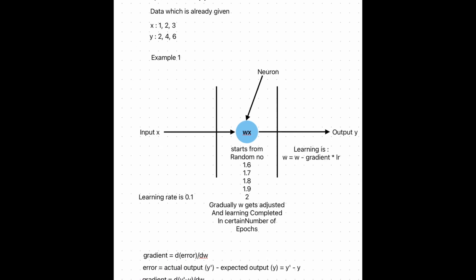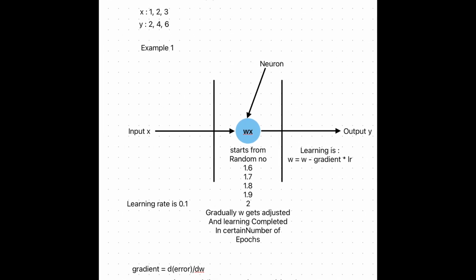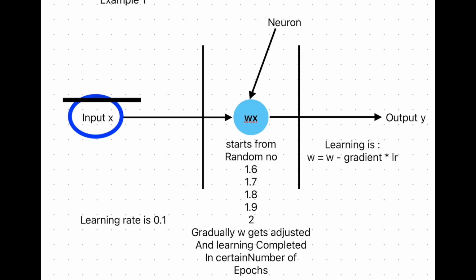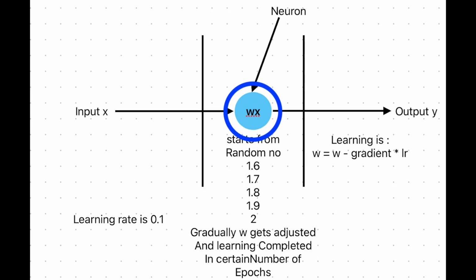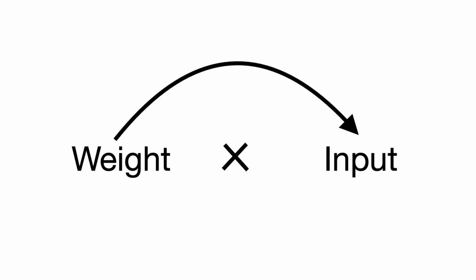Now, this is the neuron of an AI. Here, X is the input and Y is the output, and W, or weight, is the variable that affects the output by multiplying itself with the input in the single neuron system.